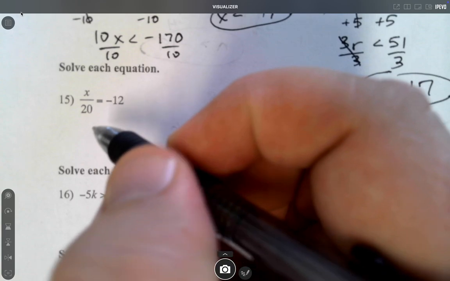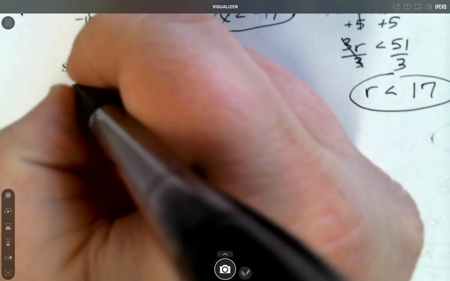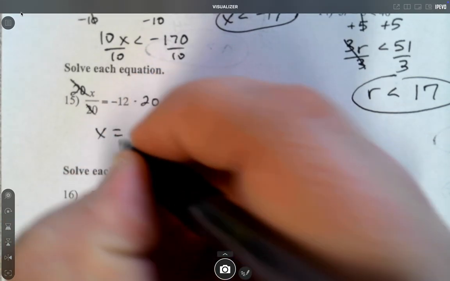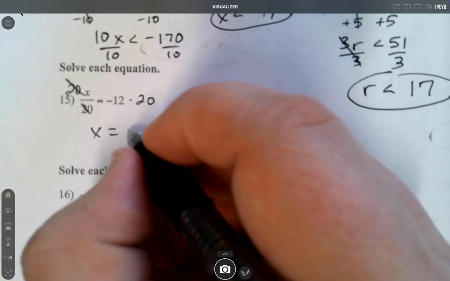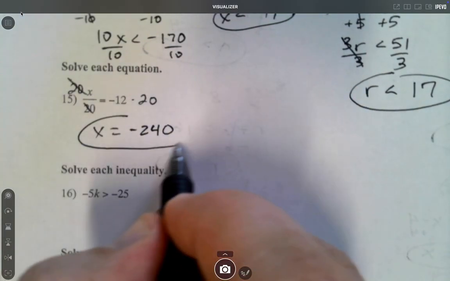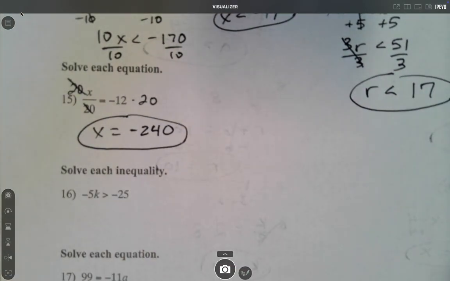X is being divided by 20, so we've got to do the opposite and multiply both sides by 20. So those 20s cancel out. And 2 times negative 12 is negative 24. You just tack the 0 on, so our answer is negative 240.